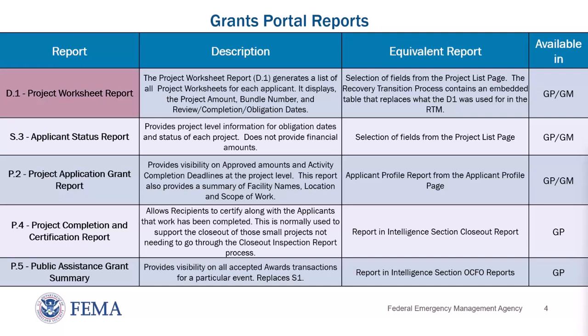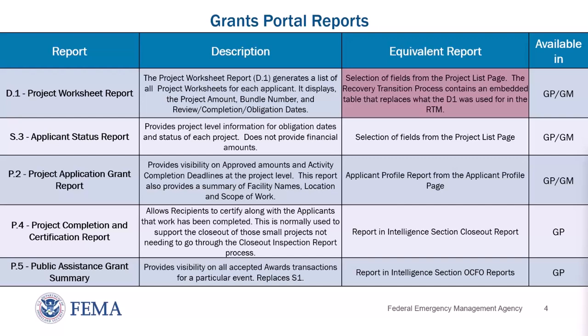So here are the reports. The D.1 Project Worksheet Report generates a list of all project worksheets for each applicant, and it displays the project amount, bundle number, review, completion, and obligation dates. The equivalent report can be found in Grants Portal or Grants Manager by selection of fields from the project list page.